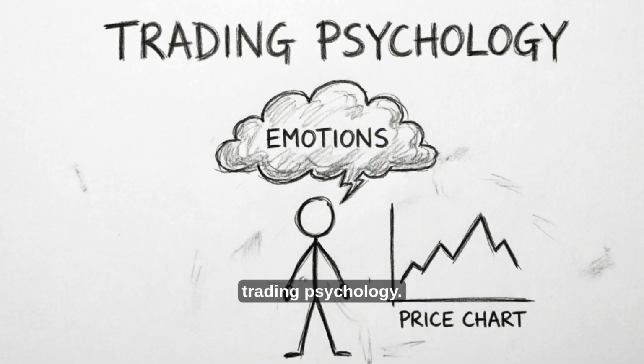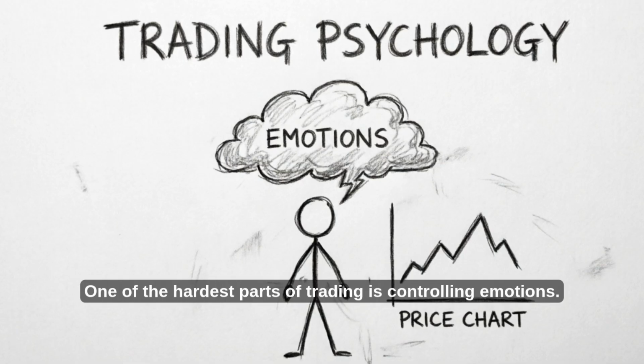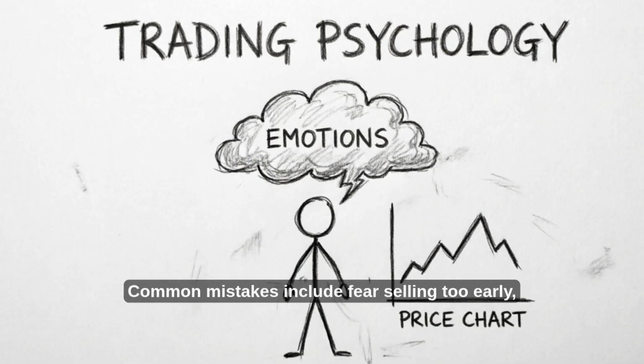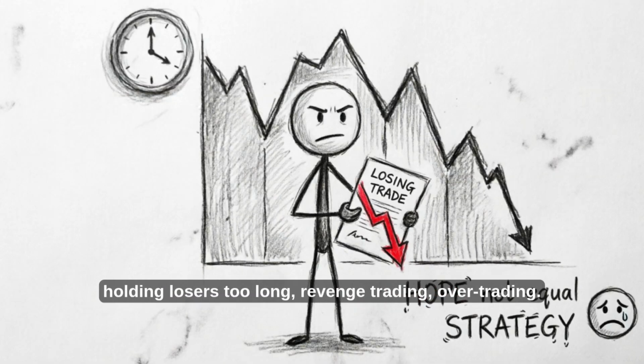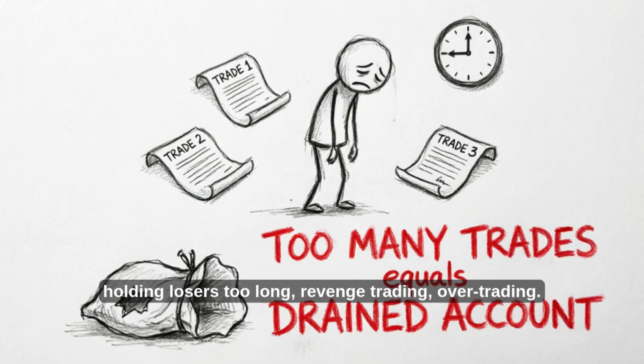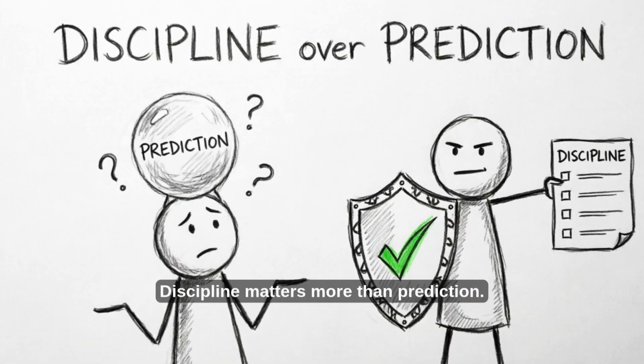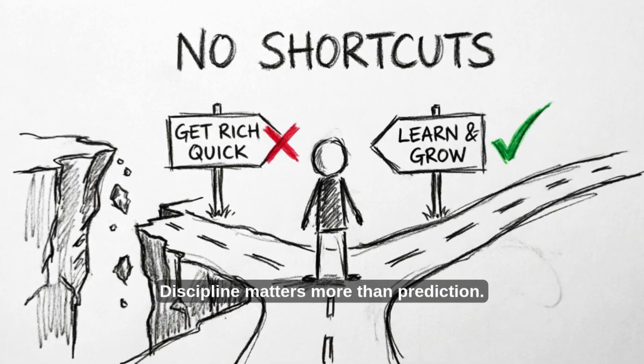Trading psychology. One of the hardest parts of trading is controlling emotions. Common mistakes include fear selling too early, holding losers too long, revenge trading, overtrading. Discipline matters more than prediction.